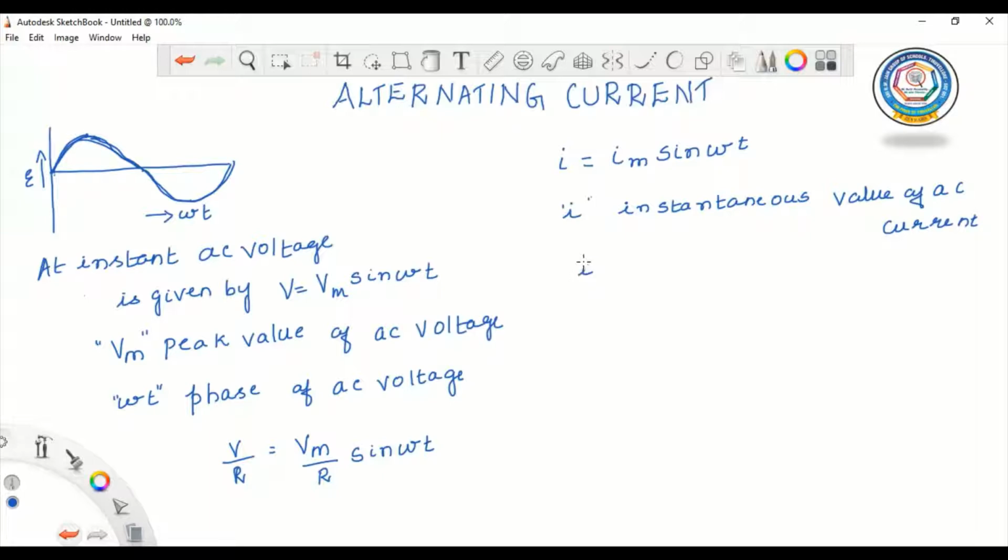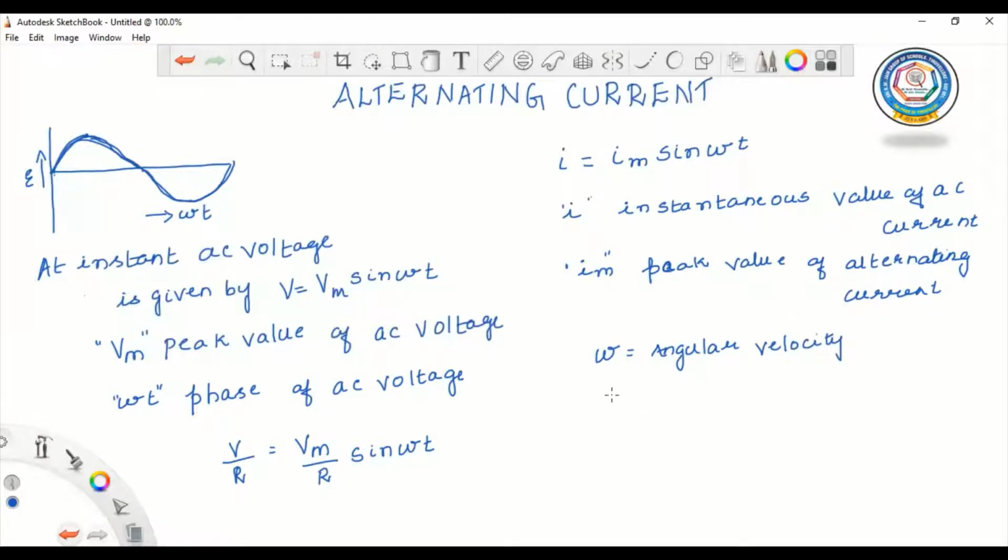Similarly, Im is the peak value of alternating current, and again omega t is the phase of the alternating current. And already we know what this omega is, children. Omega is nothing but angular velocity, right? All these things we have already discussed in the previous chapter itself.